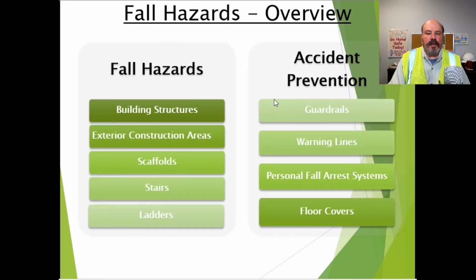All right. Now, fall hazards, a quick overview. In the left column, you'll see fall hazards, and in the right column you'll see accident prevention measures. We're mostly going to be concentrating on these fall hazards today, and in the next video, video 3, we'll be looking at the accident prevention material. Anyway, there's fall hazards concerning building structures, exterior construction areas, scaffolds, stairs, and ladders.